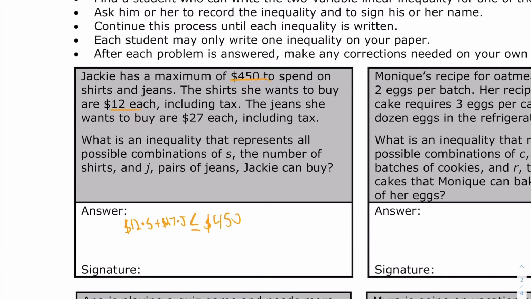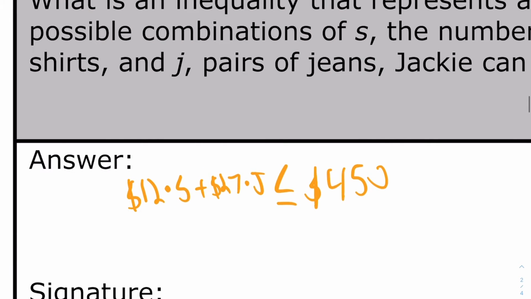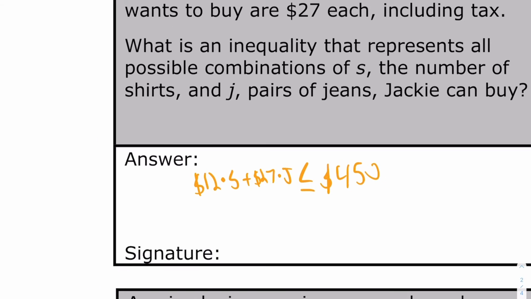What is an inequality that represents all combinations of shirts and jeans she can buy? Well, what we just wrote down was that it's $12 for every shirt, it's $27 for every pair of jeans, and together, when we add together those variables, we should end up with something that's less than $450. So this is the correct inequality.